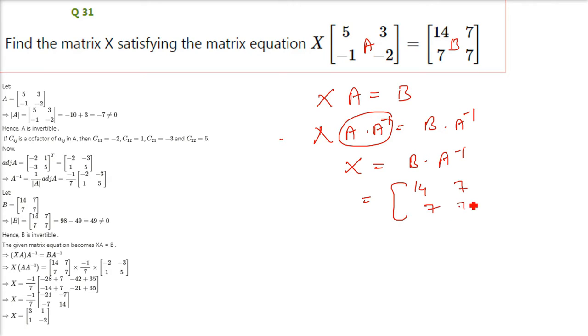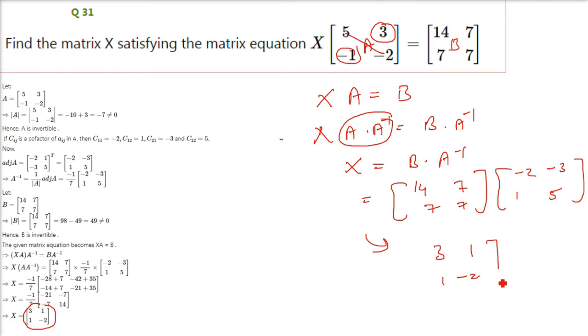So let us take B here, 1 4 7 7, and how to find A inverse? Exchange the diagonal elements, so minus 2, 5, and just change the sign of the other two elements. So I am changing the sign, and then you have to multiply this. I hope you will be able to multiply this. This is going to come. So the final answer will be this one, 3 1 1 minus 2.